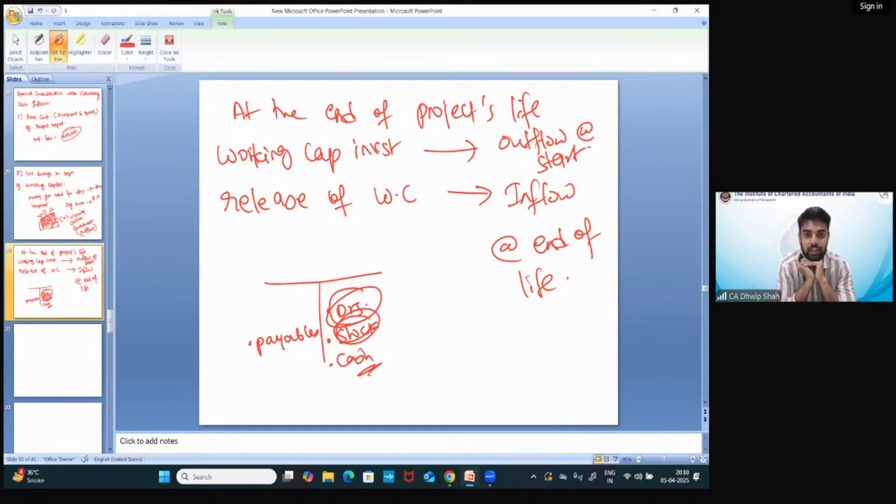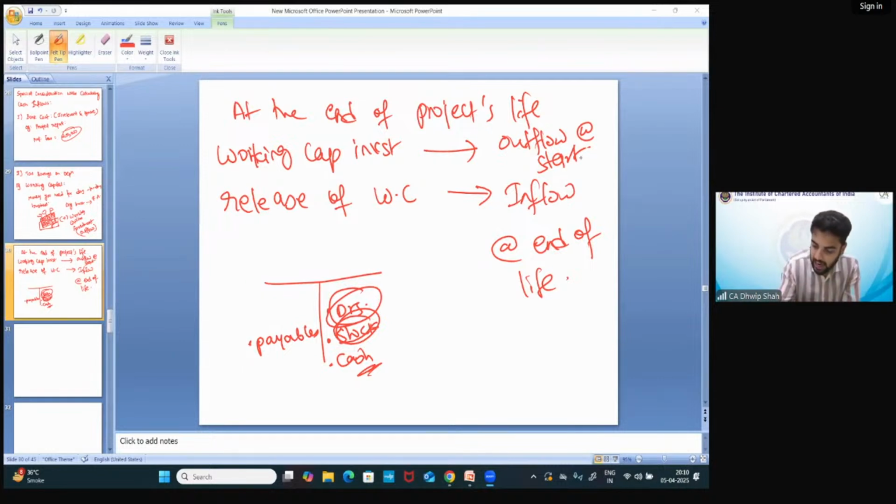So that's why release of working capital is an inflow at the end of life. So the crux is this much only. But if there is any specific line item in the question about working capital, then it is an outflow at the start and inflow at the end of life. Are you getting this? Outflow at the start and inflow at the end of life, because that working capital is a temporary capital invested. So there will be a release of working capital at the end of life.